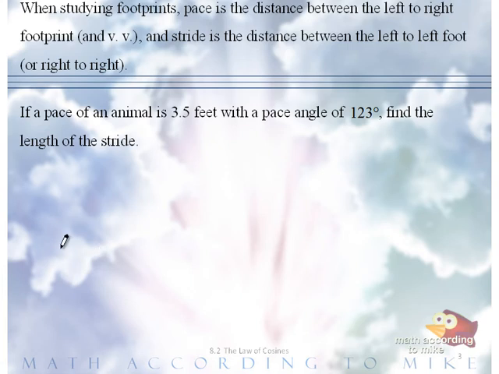What happened there? When studying footprints, pace is the distance between the left to right footprint, and vice versa. And stride is the distance between the left to left footprint, or right to right. If the pace of an animal is 3.5 feet, with a pace angle of 123 degrees, find the length of the stride.